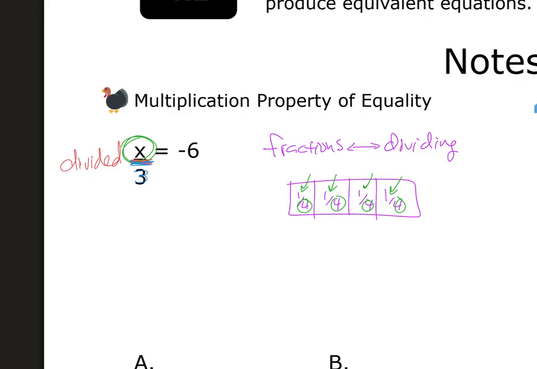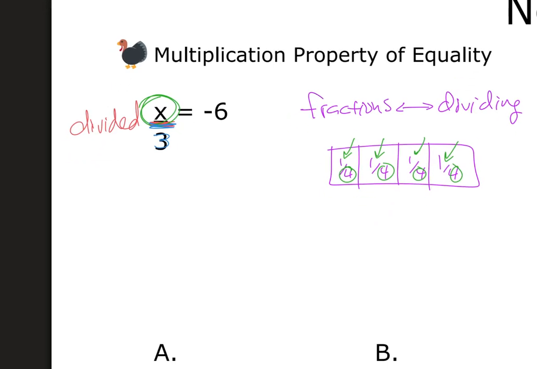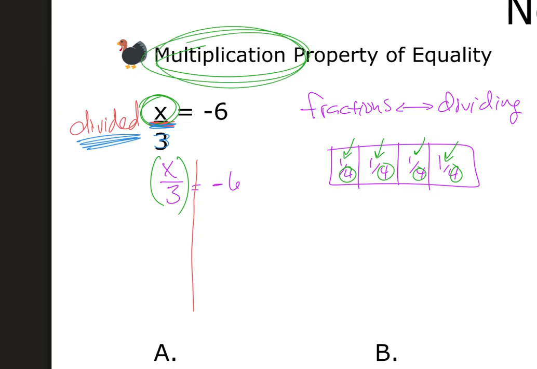So here's what's going to happen. I'm going to rewrite this since I drew all over it. x over 3 equals negative 6, okay? There are 2 sides to the equation. What is happening to the x right now? It is being divided. So the opposite of that, to undo that, to get the x by itself, we're going to do the opposite of divide, which is multiply.